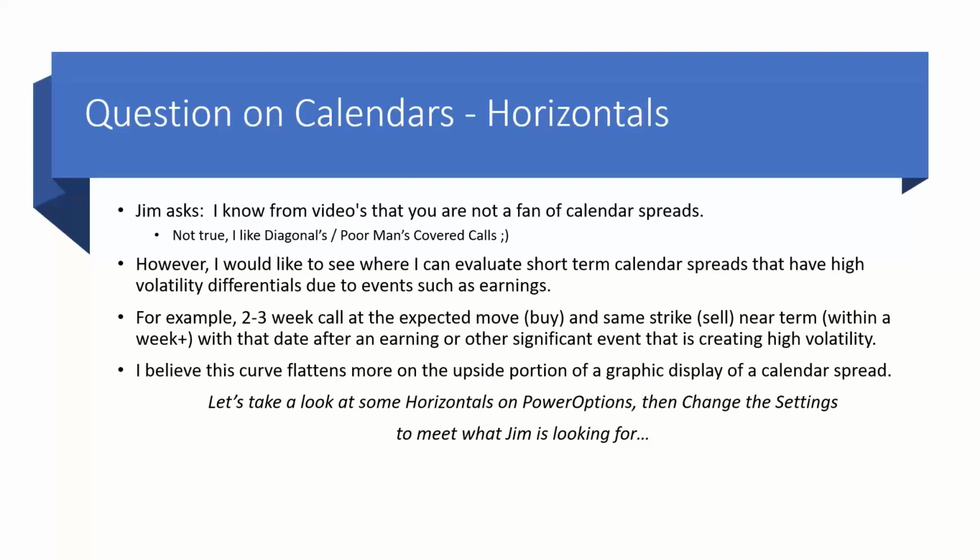But he says, "I would like to see where I can evaluate short-term calendar spreads that have high volatility differentials due to events such as earnings. For example, a 2 to 3 week call at the expected move, buy, and same strike sell near term within a week or so, with that date after an earning or other significant event that is creating high volatility. I believe this curve flattens out more on the upside portion of a graphic display of a calendar spread."